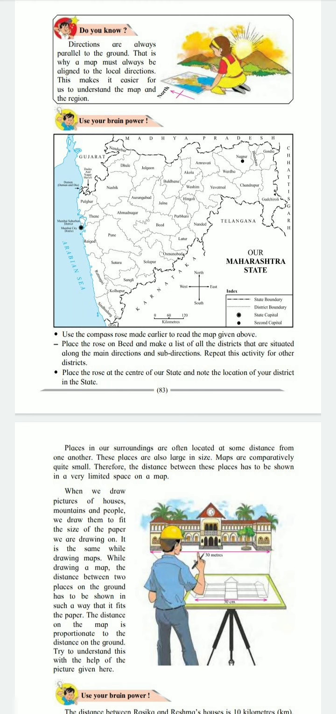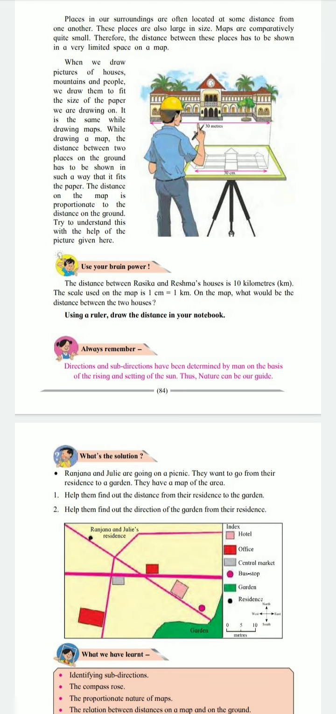The distance on the map is proportionate to the distance on the ground. Try to understand this with the help of the picture given here. Use your brain power. The distance between Rasika and Reshma's house is 10 kilometers. The scale used on the map is 1 centimeter to 1 kilometer. On the map, what should be the distance between the two houses? Using a ruler, draw the distance in your notebook.